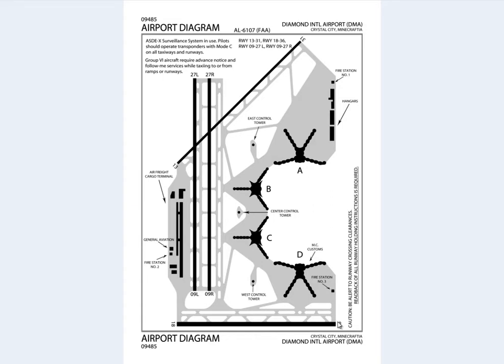Here is the FAA diagram of Diamond International Airport, located in Crystal City, Minecraftia. The abbreviation for it is DMA. And then I just threw in some random numbers in here because I needed to put them in there. Because if you actually look up an FAA diagram, it's very similar to this.